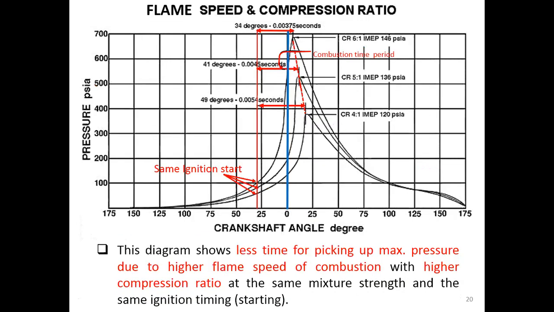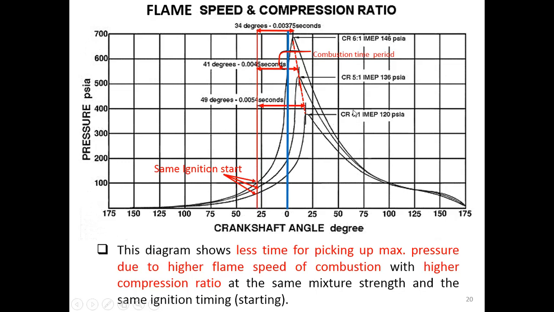Okay. And this shows what I just mentioned. For compression ratio equal to 4, the peak pressure happens here. This is the top dead center, the line for the top dead center here. All of these three compression ratios, we do on the same ignition start here. The ignition for these three different compression ratios happens at the same crank angle.